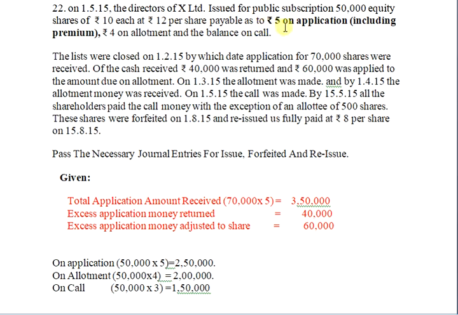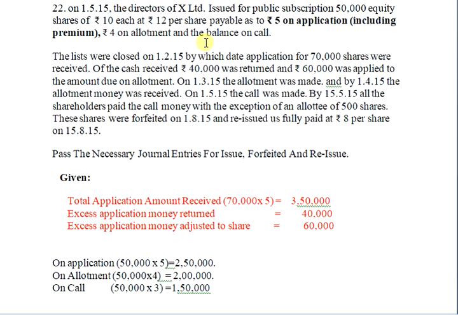Shares payable as to rupees 5 on application including premium. See here, this is the new adjustment. In the problems we have discussed before, the majority had the premium included on allotment. But here, what did they include? On application itself, they have included the premium. So rupees 4 on allotment and the balance on call. So rupees 5 on application, 4 rupees on allotment. The remaining balance will be transferred to which account?